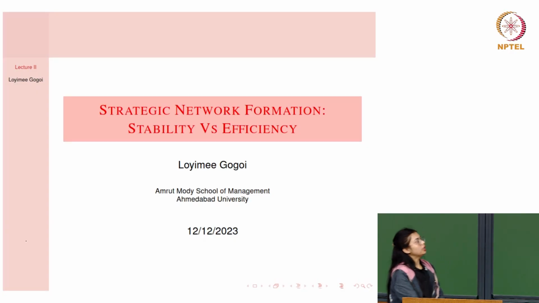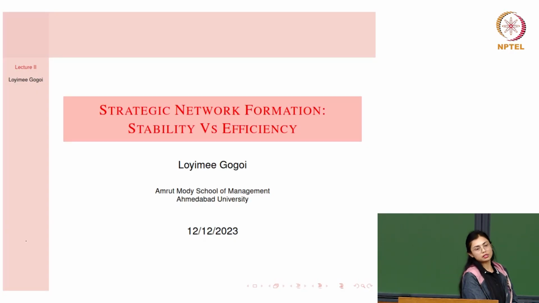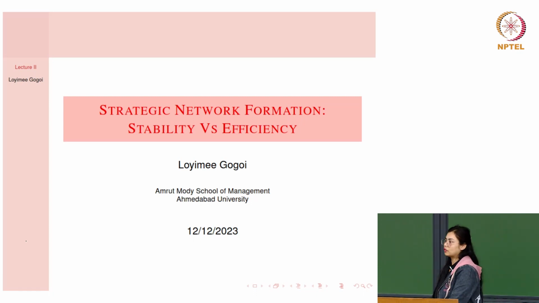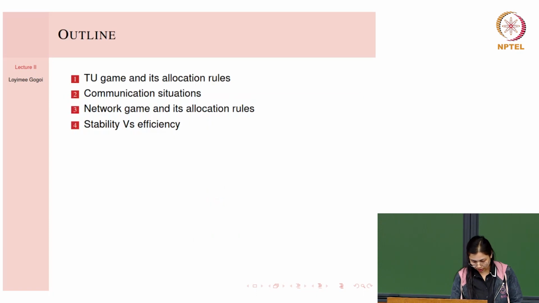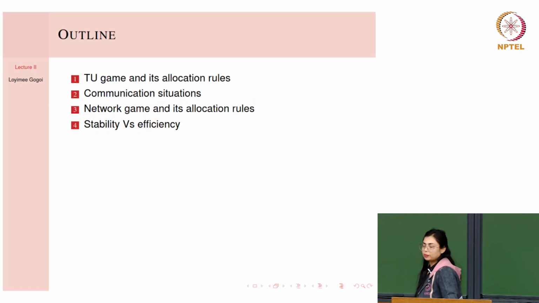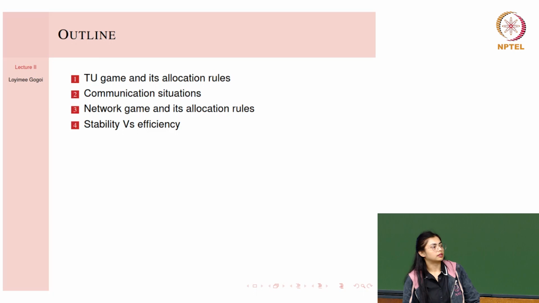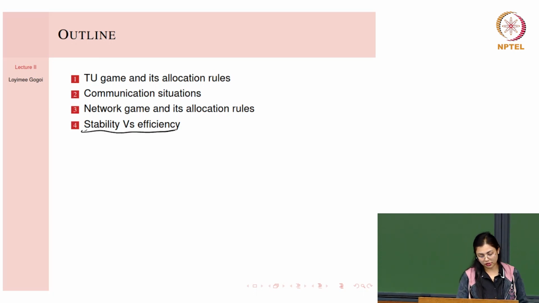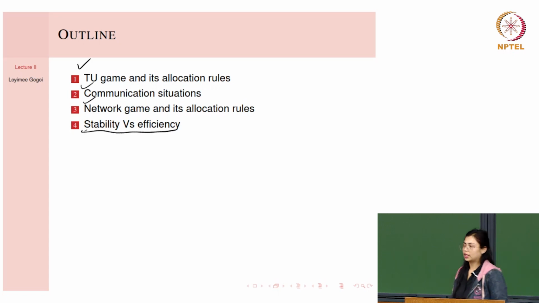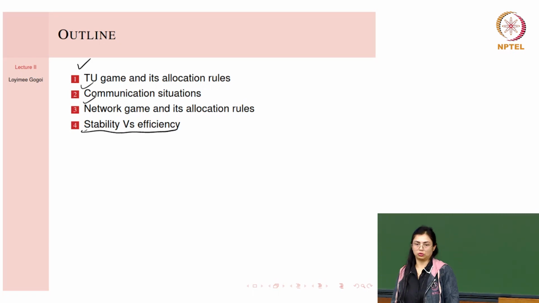So in lecture 2, I'm going to talk about, as I mentioned yesterday, strategic network formation, stability versus efficiency. We are mainly going to talk about TU games. Before talking about stability versus efficiency, as I mentioned yesterday, we have to know a little bit about TU games, communication situations, and network games, along with their allocation rules.